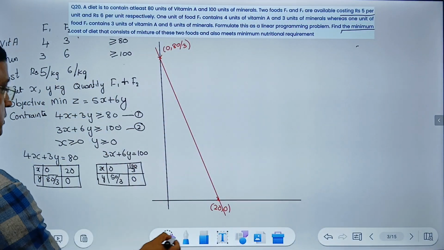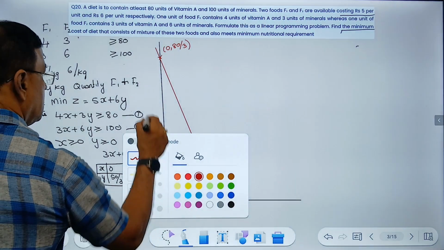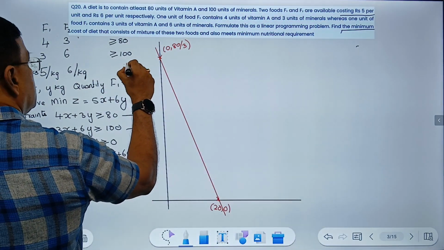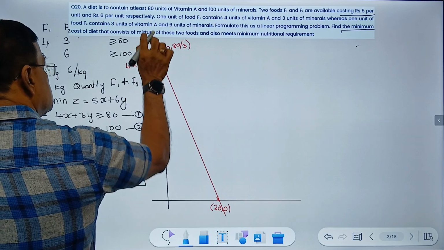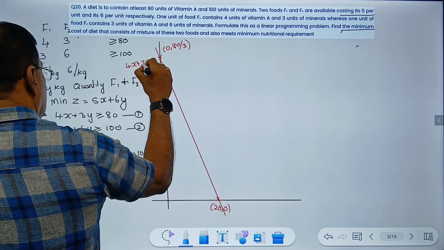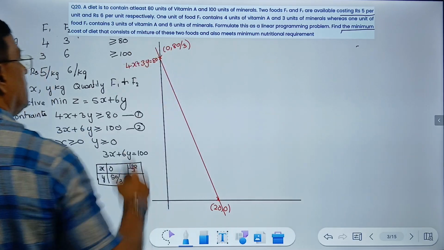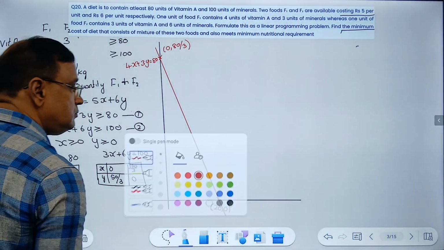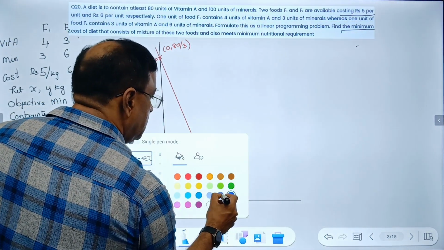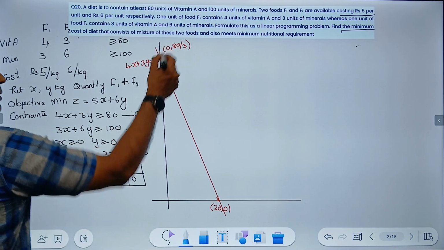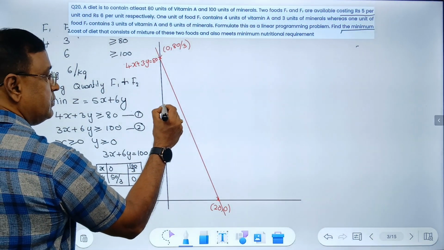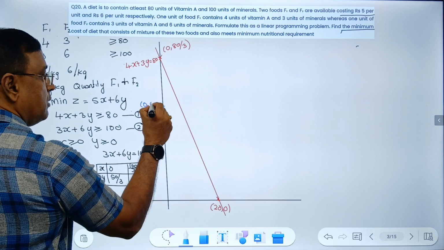So what is the equation? The equation is 4x plus 3y equal to 80. Now what is the next one? The next one is going to be (0, 50/3). This is 80/3, so 50/3 will be somewhere around this place. (0, 50/3).